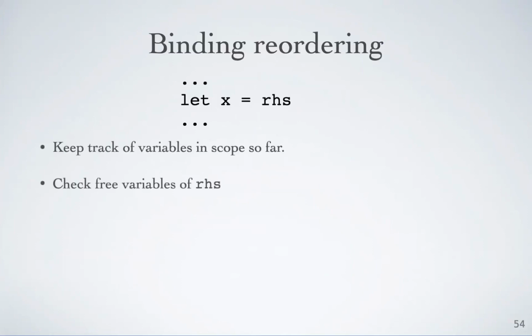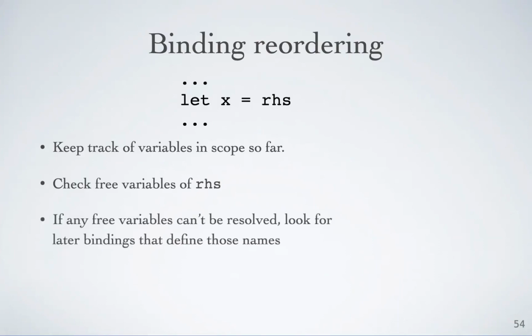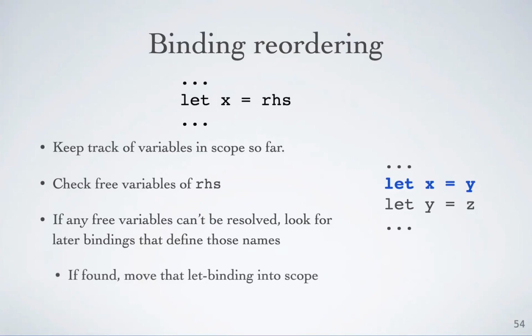We're going to keep track of the variables that are in scope so far. So say we have this binding let x equals right-hand side. We'll check the free variables of the right-hand side, see if any of those variables can't be resolved to the variables that are in scope so far. We're going to look for later bindings that define those names. So like if our binding was x equals y, and y is not defined up here, we'll look for a later binding that defines y, like this one here. And then we'll move that one into scope.